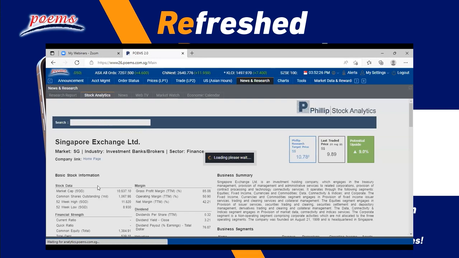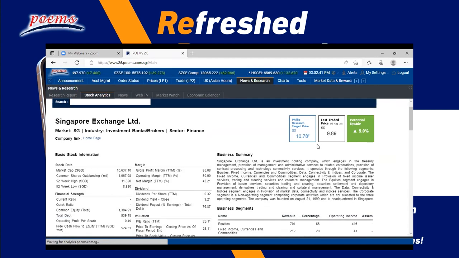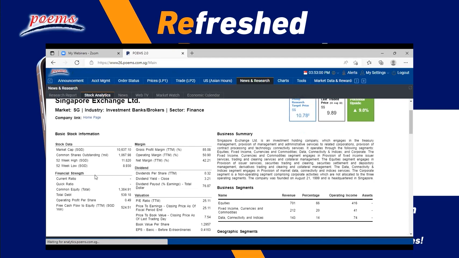And then maybe this can be done as an example. You can look for Singapore Exchange, and then you can look for our Phillip Securities, Phillip Research target price, which is 10.78, which has a potential upside of 9% based on our research, based on the last traded price. That's why there is a potential 9%. Or you can look for all the information that you want to know, the basic information, like the quick ratio, whether the quick ratio is in a healthy position, and the dividend ratio is it in a healthy position, as well as the margin ratio.